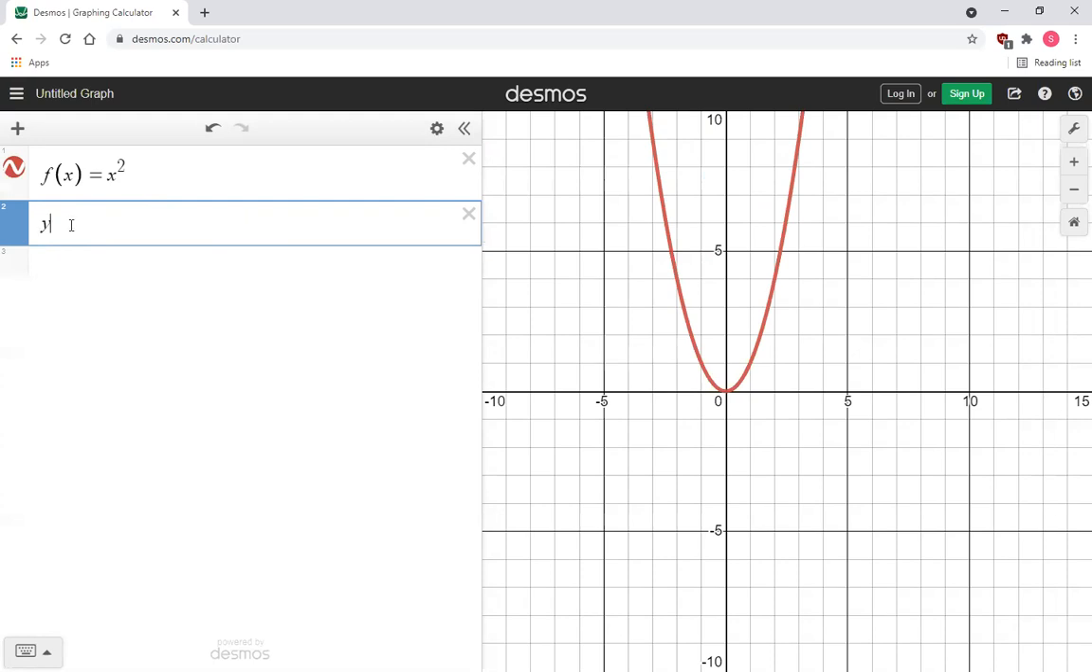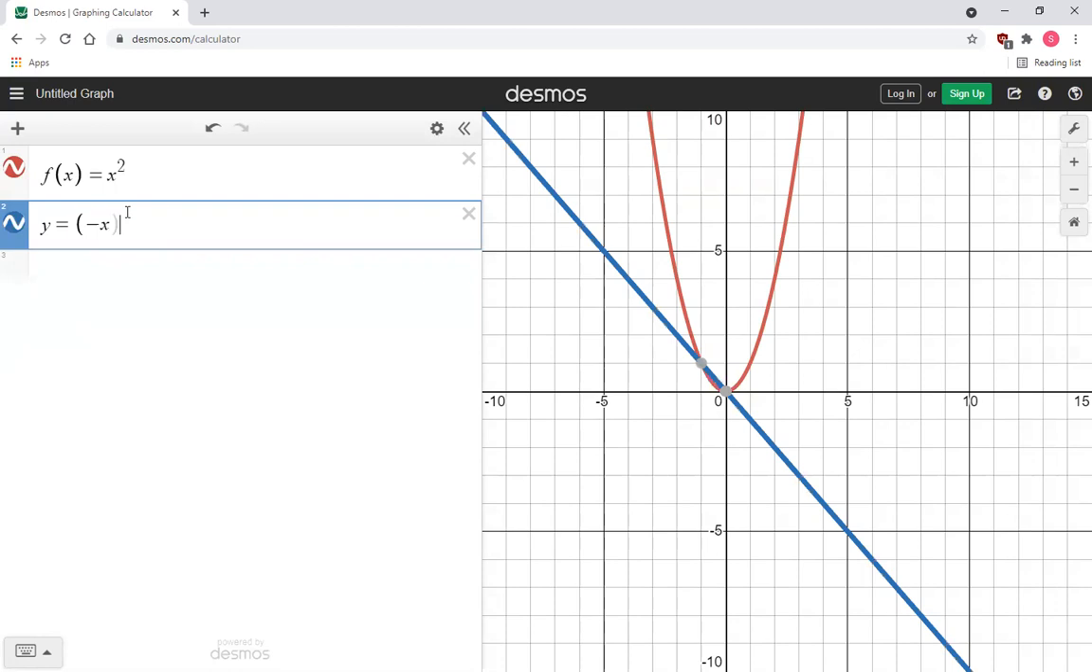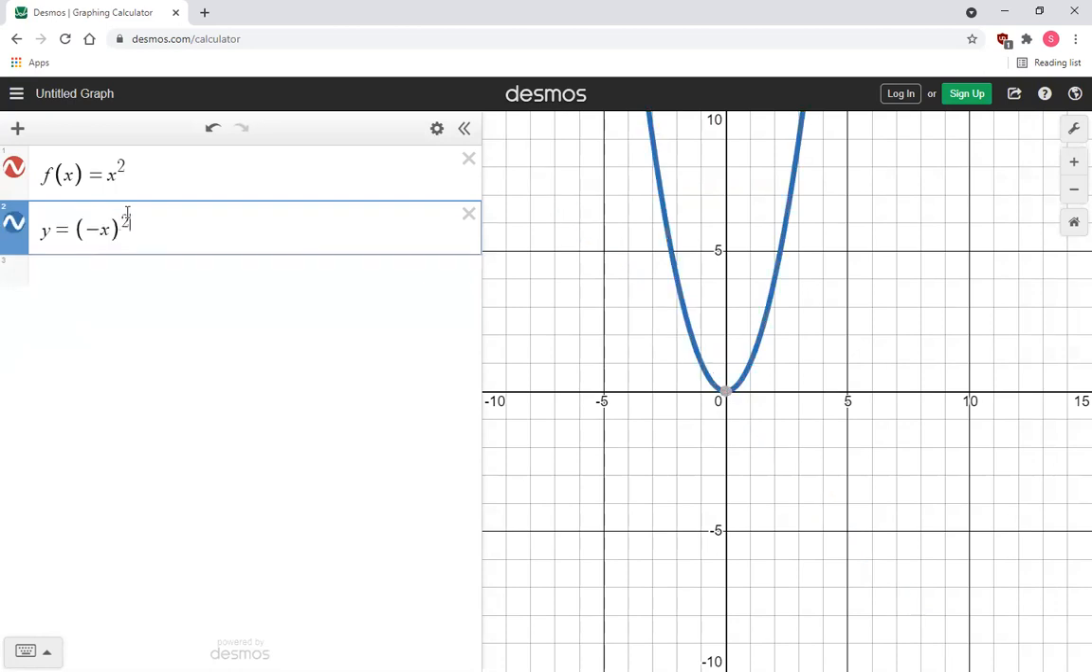Well, if I negate the input of this, what happens? So if I go negative x squared, I get the exact same thing. Turn it off, turn it on, turn it off, turn it on, right? I get the same thing. So I plugged in negative x in place of x, and I got the same output. So x squared is symmetric with respect to the y-axis.